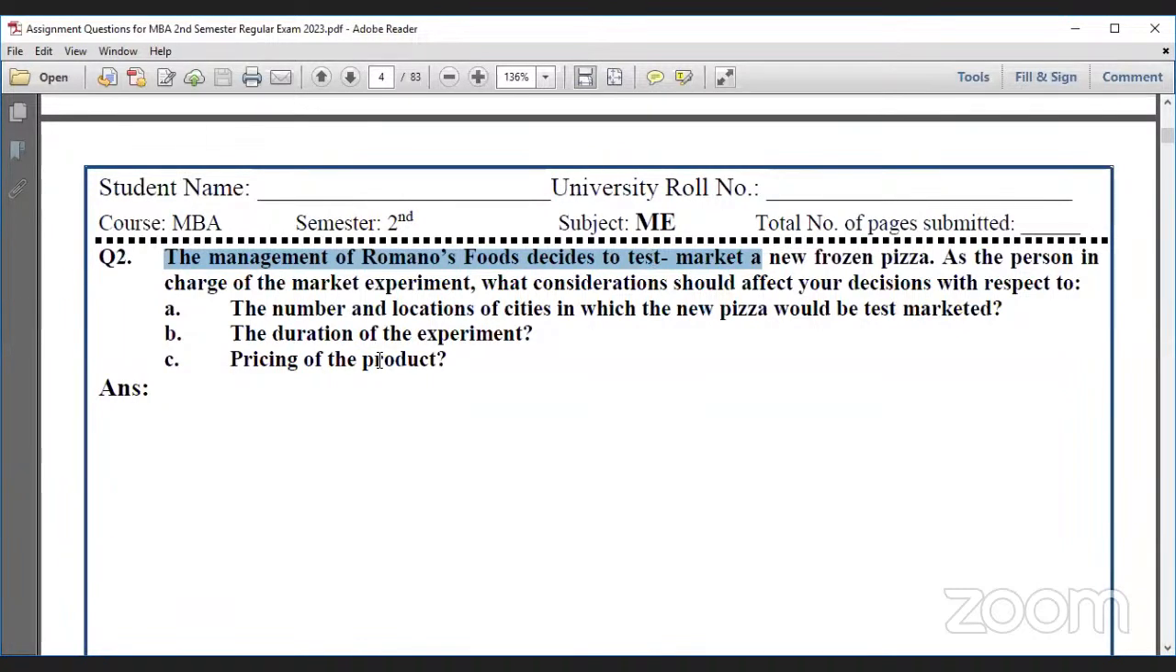Just a request to all. First, you go through at your own level for these assignment questions. If you face any difficulty, I can suggest the books where you can find. We should not discuss the answers because the answer will be the same for all. Okay. Yes, sir. Okay.